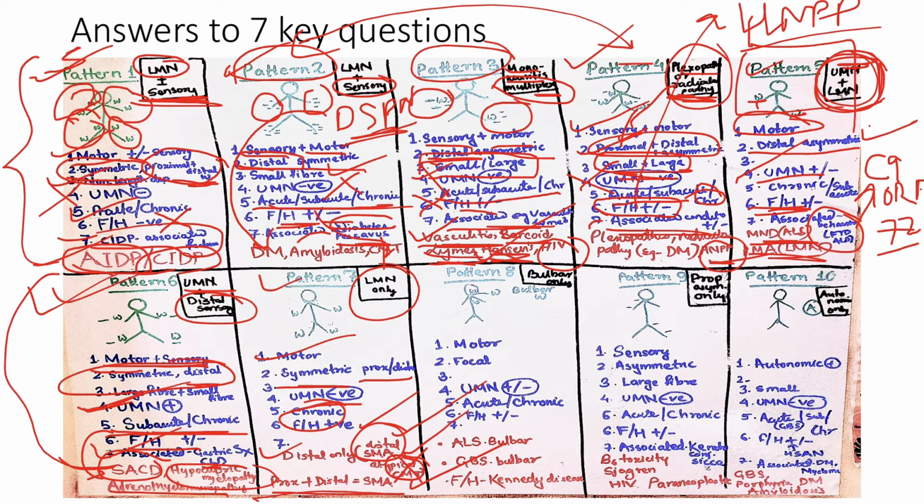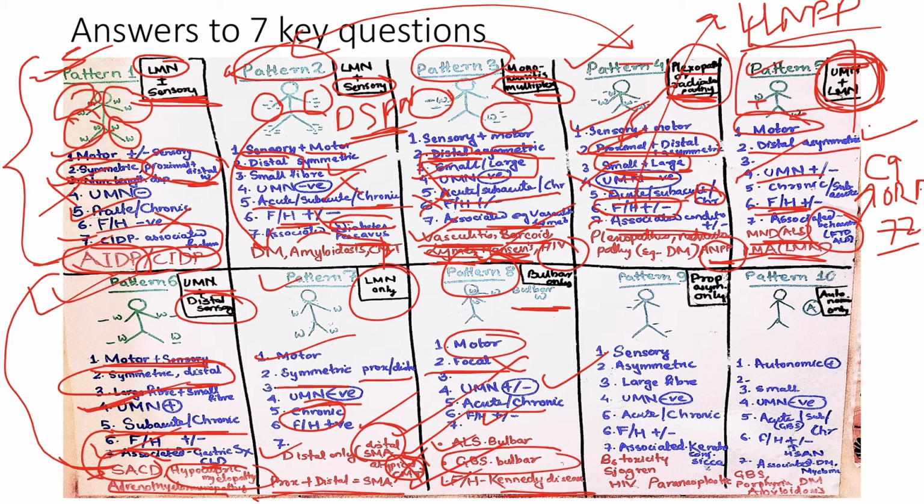Now the eighth pattern, which is involvement of only the bulbar muscles, only bulbar weakness. So it will be motor, definitely it is motor. Second question, you get the answer is focal, because only the bulbar muscles are affected. UMN may or may not be affected. And no sensory, definitely. Acute and chronic, okay, can have presentation like acute, because acute one is your GBS. Family history may or may not be positive, that is the X-linked one, known as Kennedy's disease. And then ALS, you can have a bulbar variant of ALS.